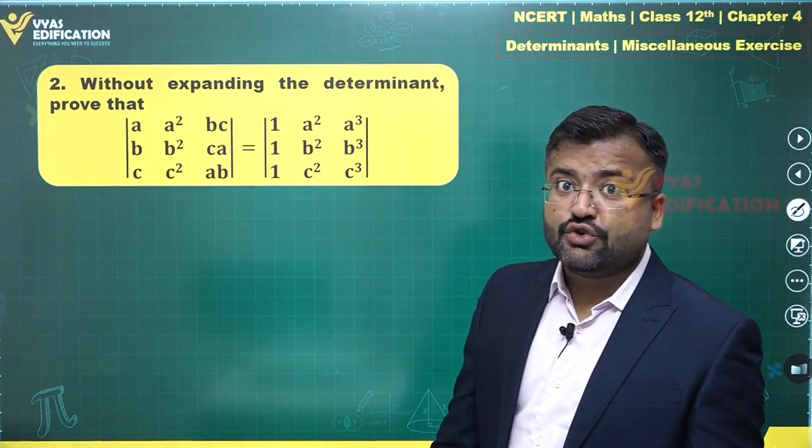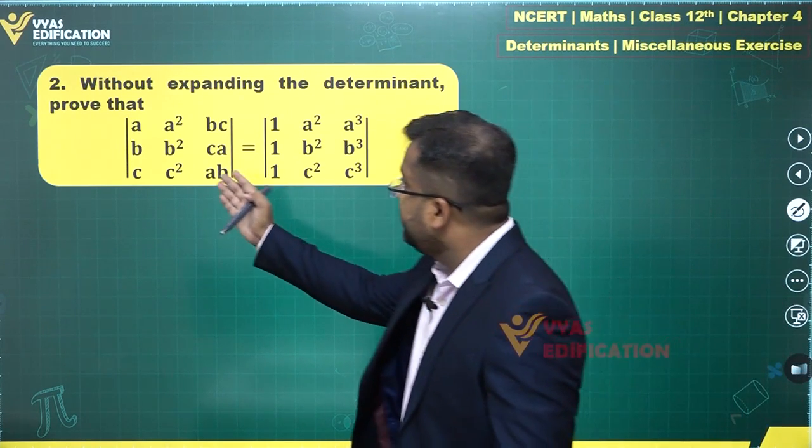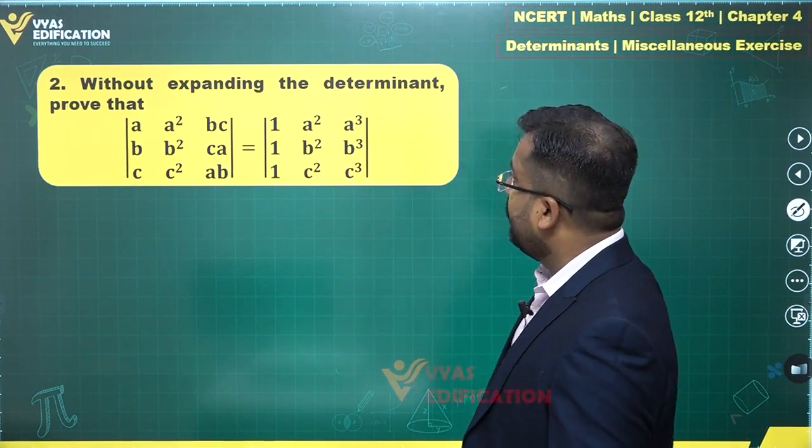Let's discuss this next question in front of us. The question says, without expanding the determinant, prove that this is equal to this.